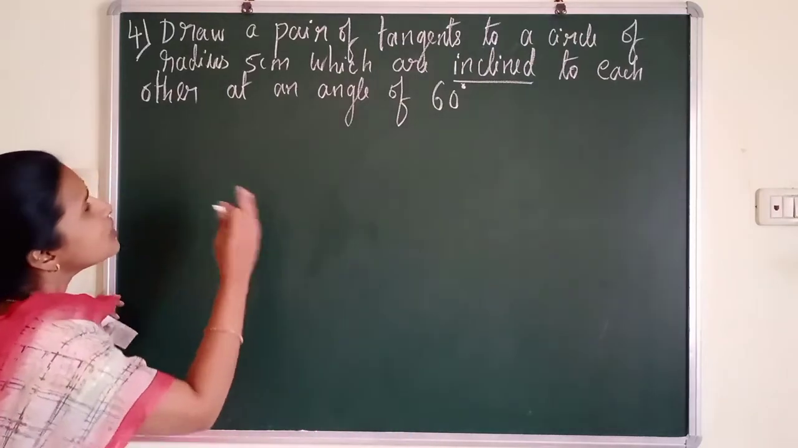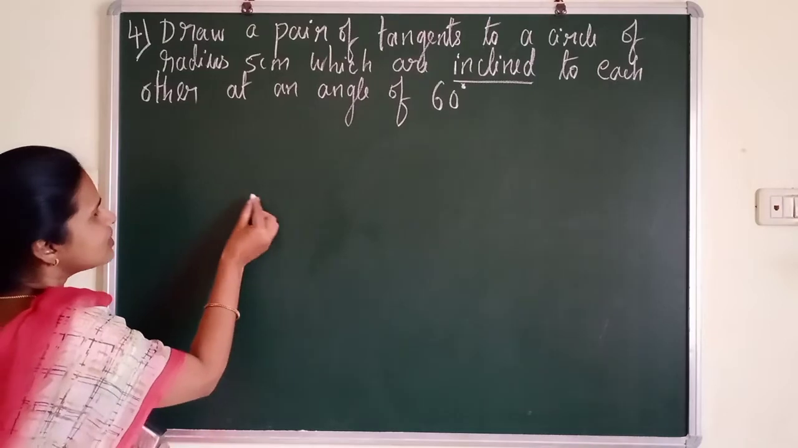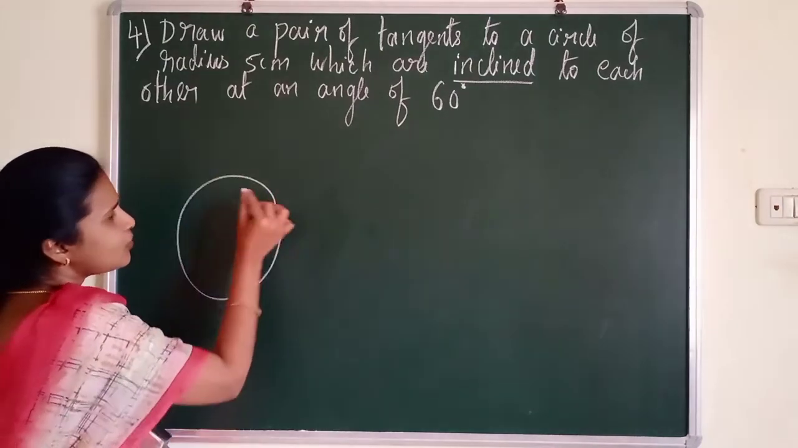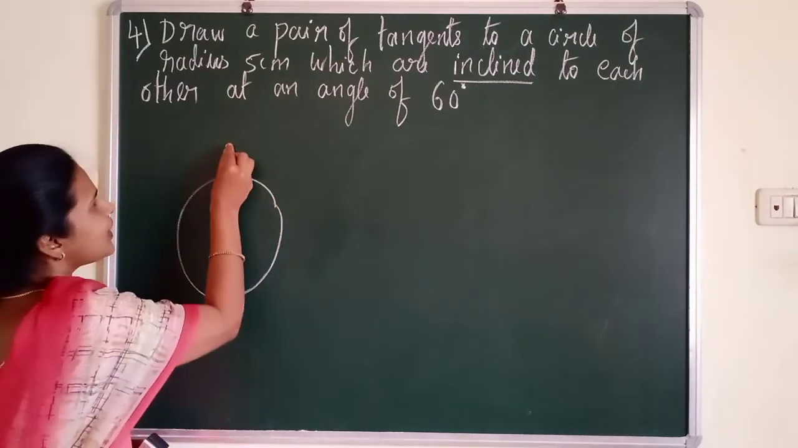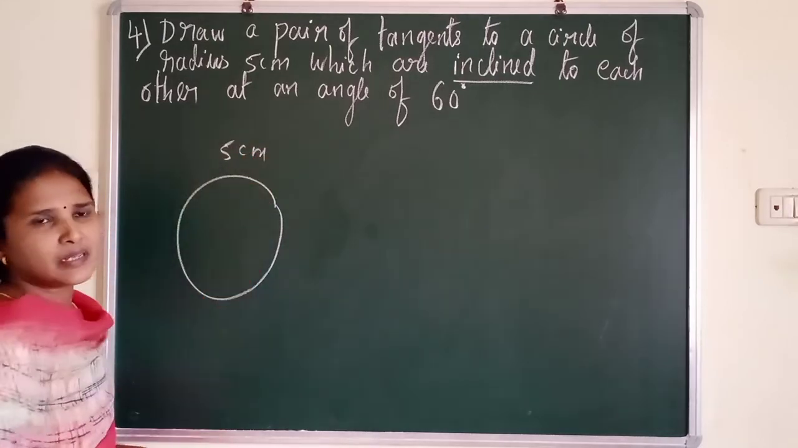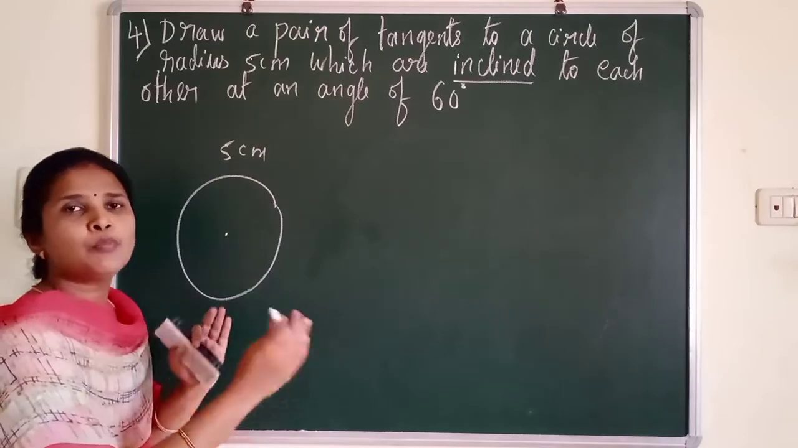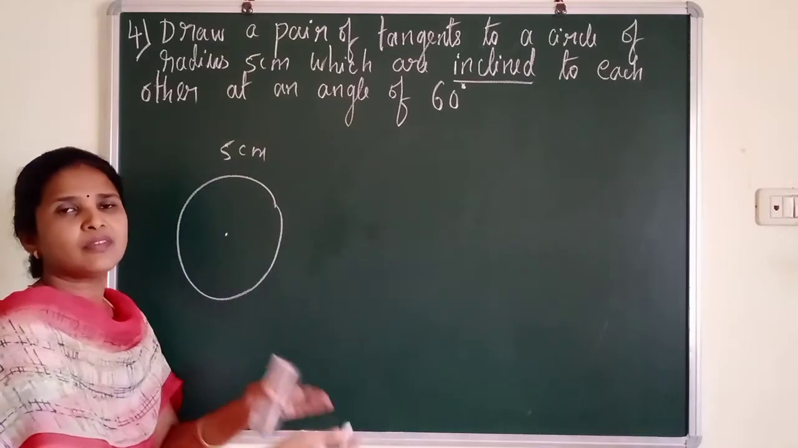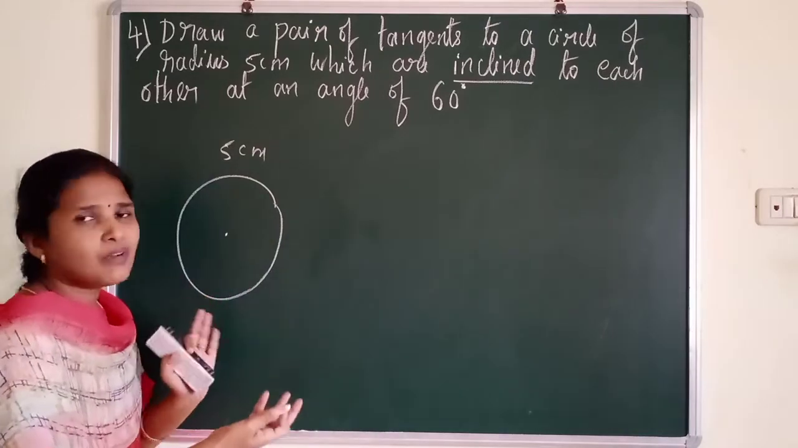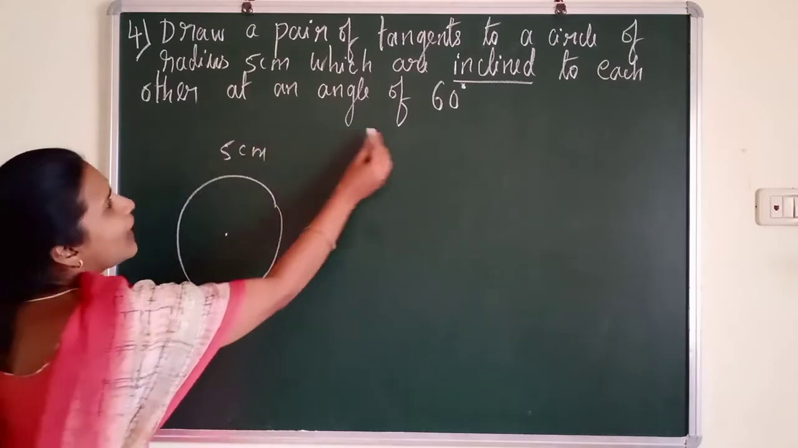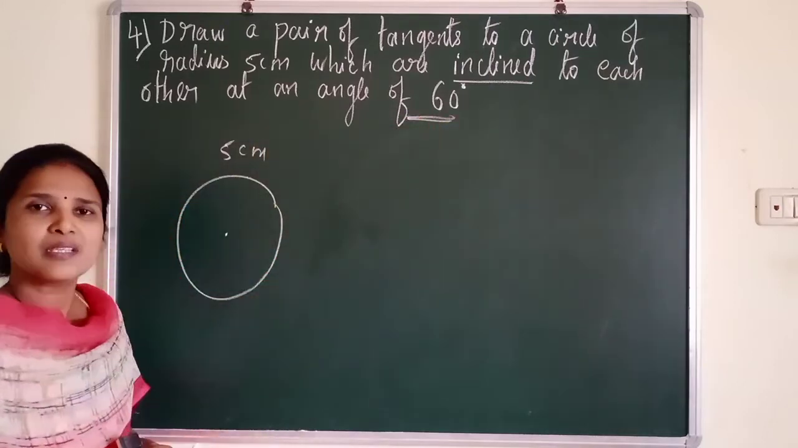The first one. So he has given, draw a pair of tangents. This is a rough sketch. First you have to draw a circle of radius 5 cm. He has not given any point to take a point P outside with some length. Nothing is given here. But he has given that the angle between the two tangents should be 60 degrees.